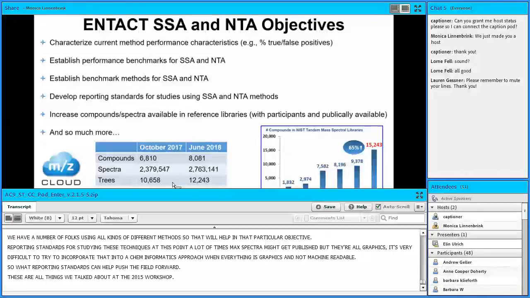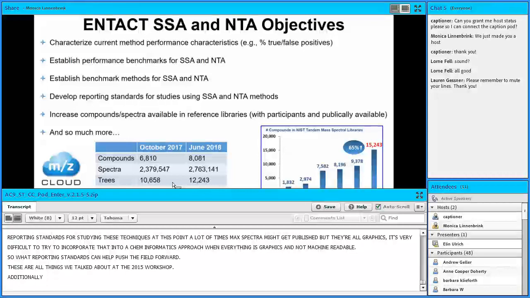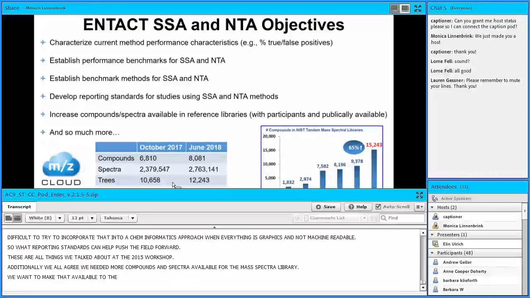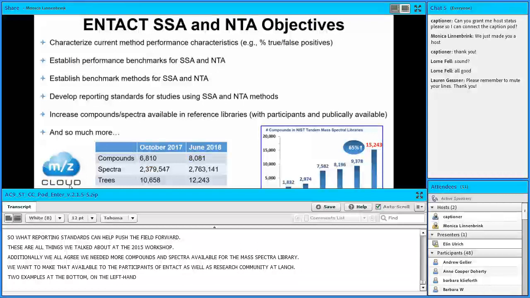Additionally, we all agreed that we needed more compounds and spectra available for our mass spectral libraries. And we want to make that available to the participants of ENTACT as well as the research community at large. So I've got 2 examples down here at the bottom. On the left-hand side is some stats for a website called MZ Cloud. It is publicly available and run by a company called Thermo.